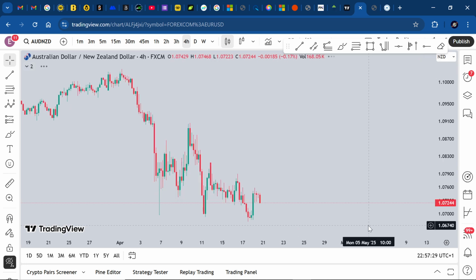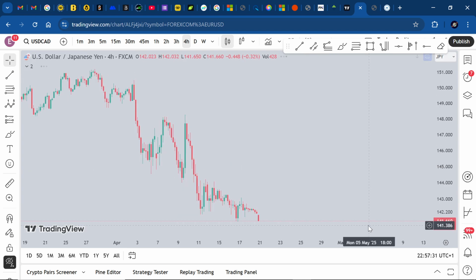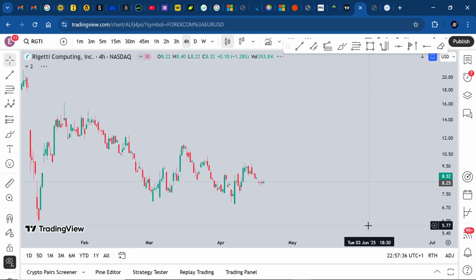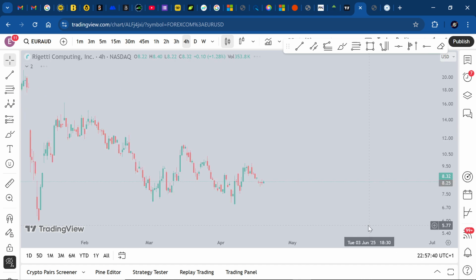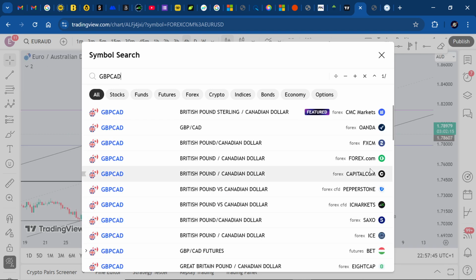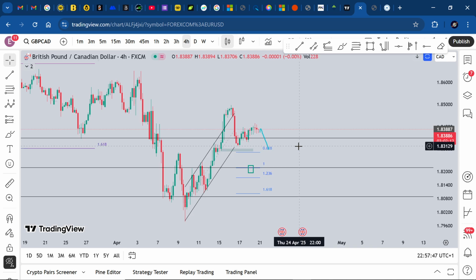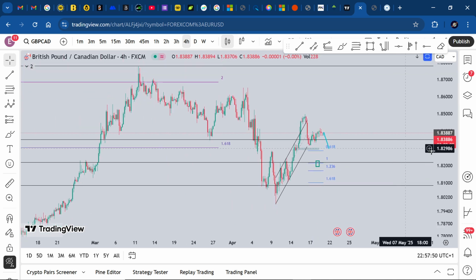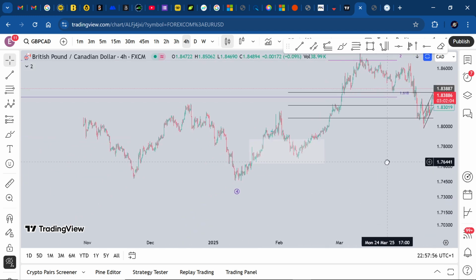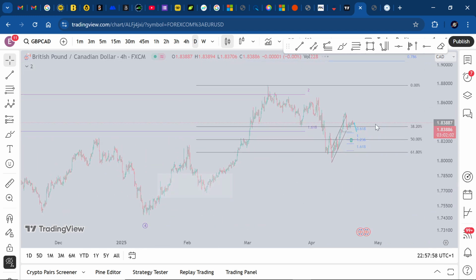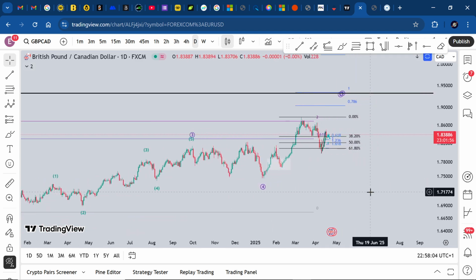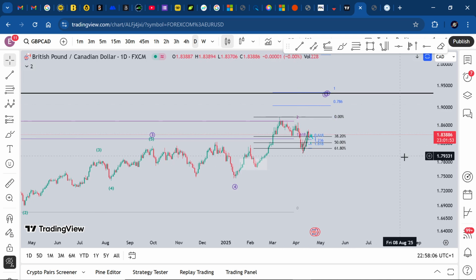There is definitely a chart I'm looking at currently. Let me find that. I think it's GBPCAD. Let me type it. GBPCAD. I think this might be the chart for the week for me. So GBPCAD. I'm expecting another high.